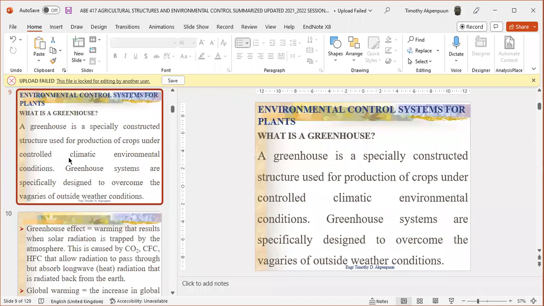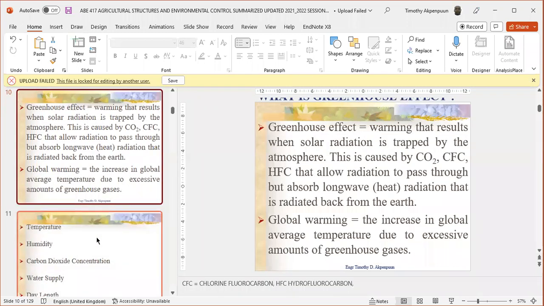So let me ask you guys. It says what? Environmental control system for plants. What is a greenhouse? And then if you look at the next slide, it says greenhouse effect. Warming that results when solar radiation is trapped by the atmosphere. This is caused by CO2 and radiation. Global warming. Very good. This is what happens on Earth, right? Greenhouse effect.